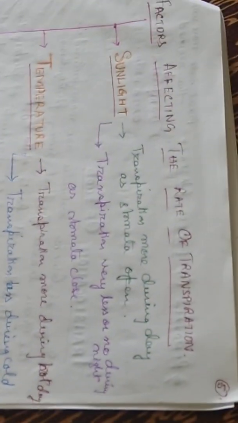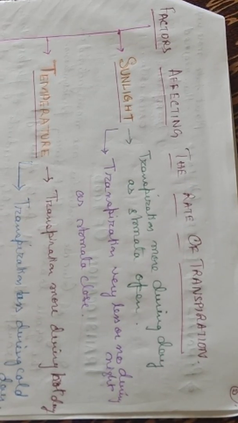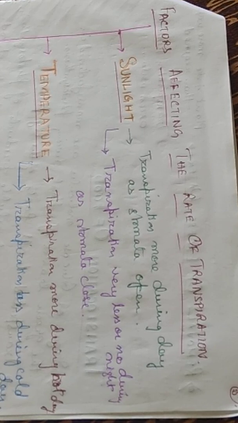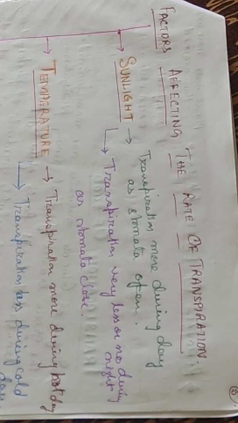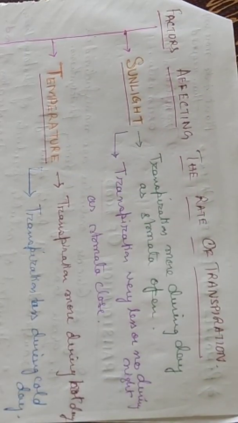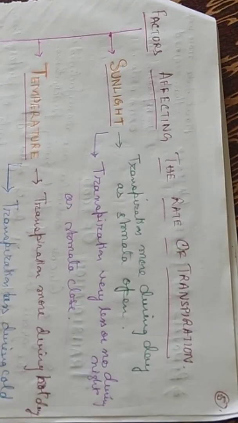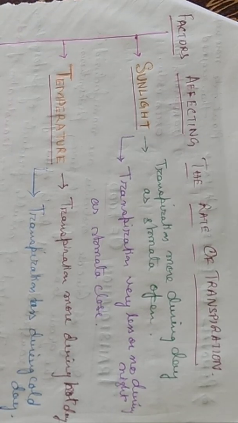Then what are the factors which affect the rate of transpiration? When there is a windy day, or when the temperature is high, or when there is much more sunlight, there is more transpiration. The factors are sunlight, temperature, wind, and humidity also. In sunlight, transpiration is more during the day, as during the day the stomata generally remain open. Transpiration is less during the night when the stomata generally close.